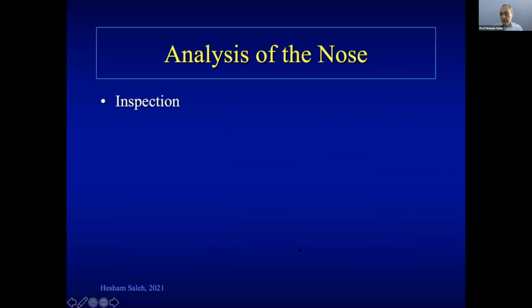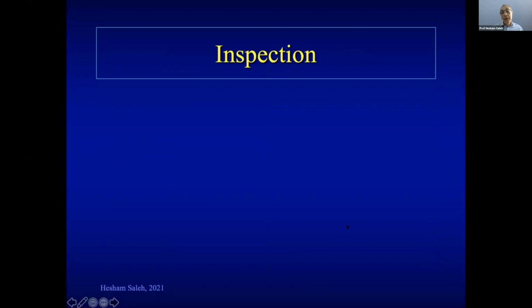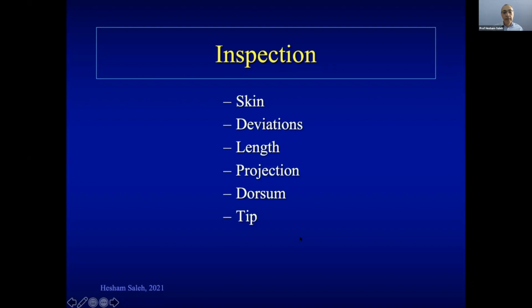Now we'll talk about the nose. So like everything else, inspect, palpate, do the photo review, and then we plan. So, an easy way of thinking about things, 7 things you want to look at: skin, deviations of the nose, length of the nose, projection of the tip, dorsum shape, tip itself analysis, and then the alar base.